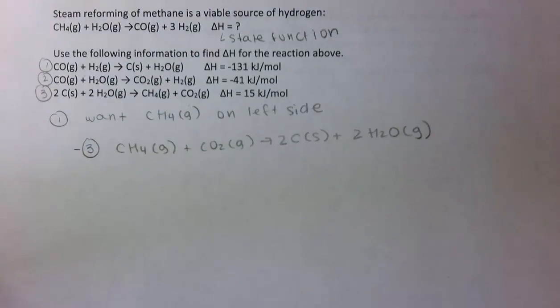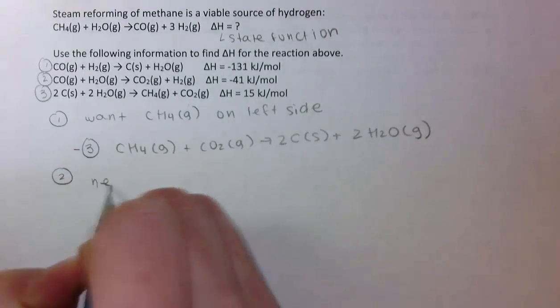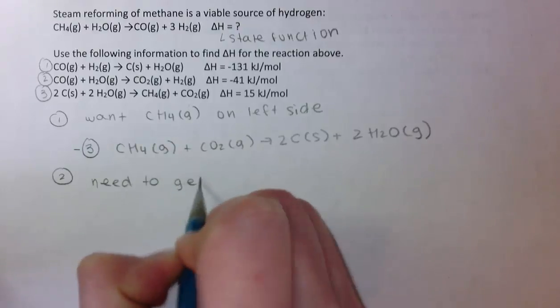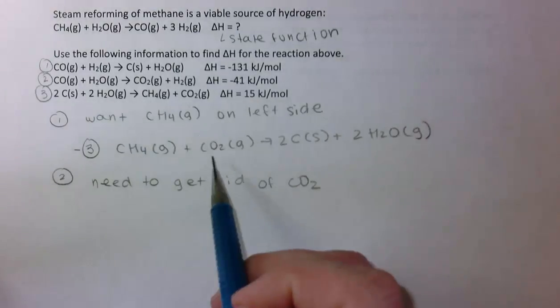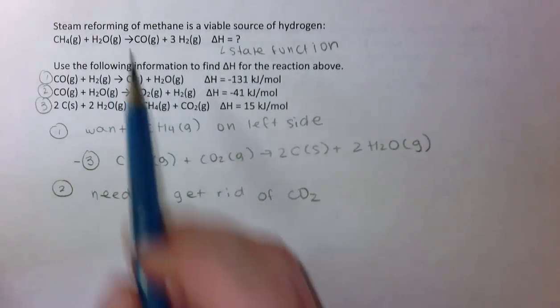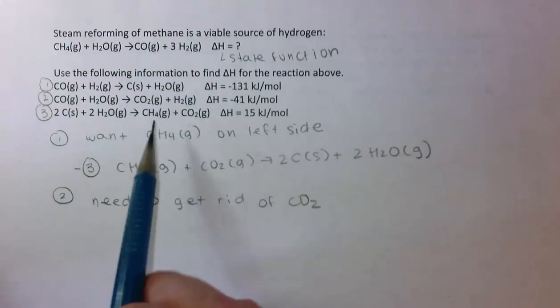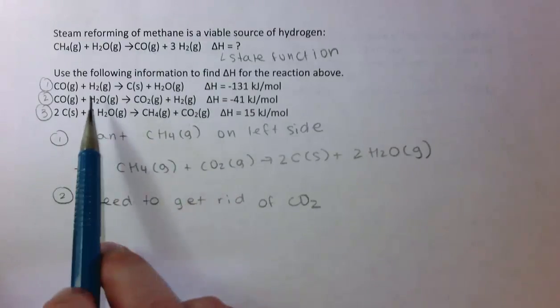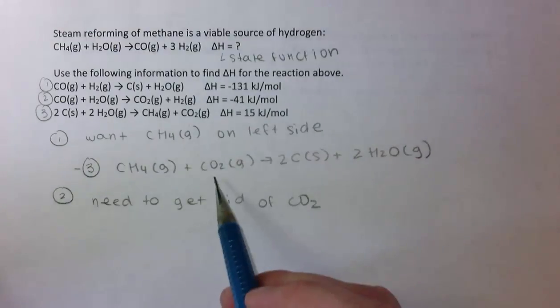Now that we have methane on the correct side, the second thing I noticed is that we need to get rid of our carbon dioxide. We have carbon dioxide in this equation, but looking back at our final equation, we don't have any carbon dioxide, so we need to get rid of it. Usually this is done by recognizing that carbon dioxide is also in another equation, and in this case, it's equation 2. So we're going to use equation 2 to cancel out the carbon dioxide that we have here.